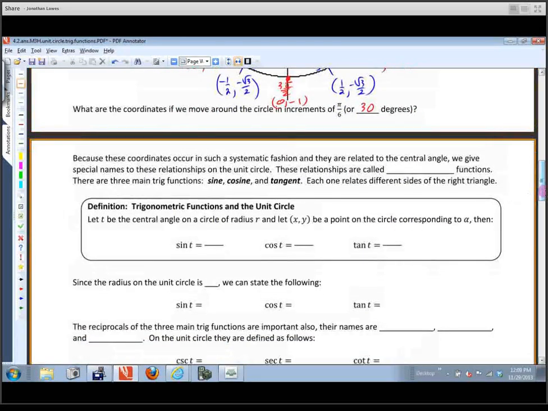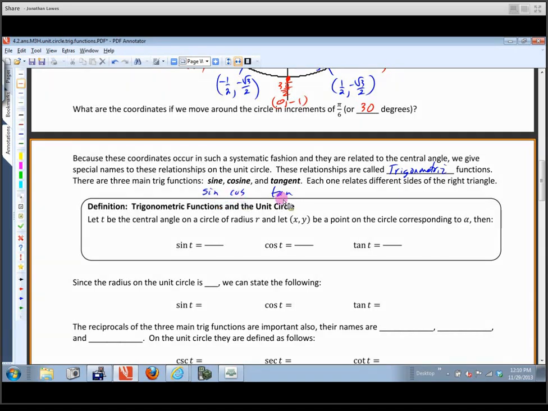And because of that, we want to give a name to this special type of relationship. So we're going to call these trigonometric functions. There are three main trig functions: sine, cosine, and tangent. That's how they're spelled. We do abbreviate them like this, but please don't say sin, cos, and tan. We actually say sine, cosine, and tangent.